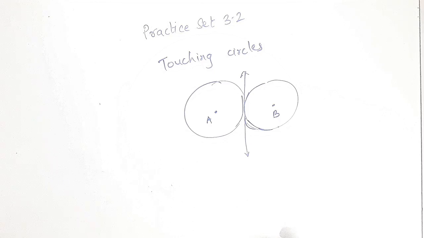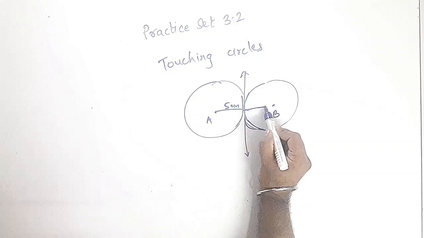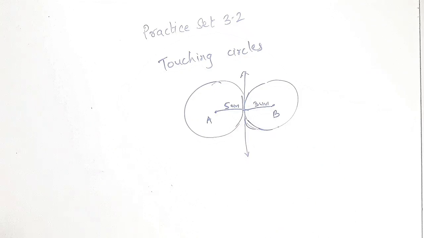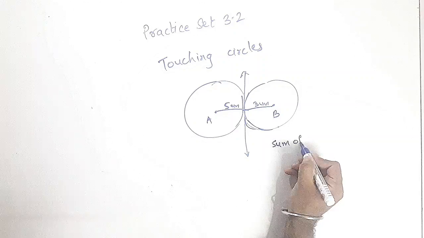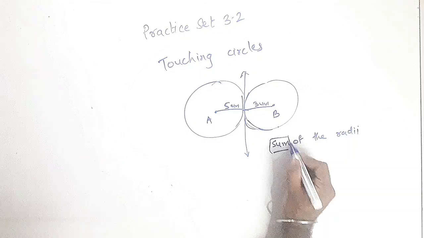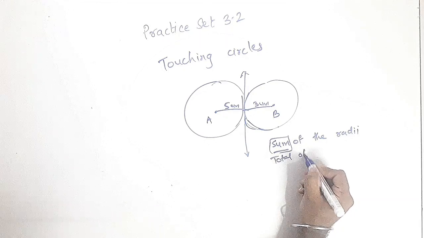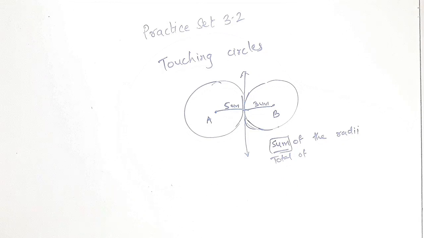Okay, let us say the bigger circle has radius 5 centimeter and the smaller circle has radius 3 centimeter. It clearly means that the distance between the external touching circles, when I say the distance, it means the distance between their centers, is the sum of the radii. When I say the sum of the radii, means the total of radii. You can see it is 5 plus 3, 8 centimeter.